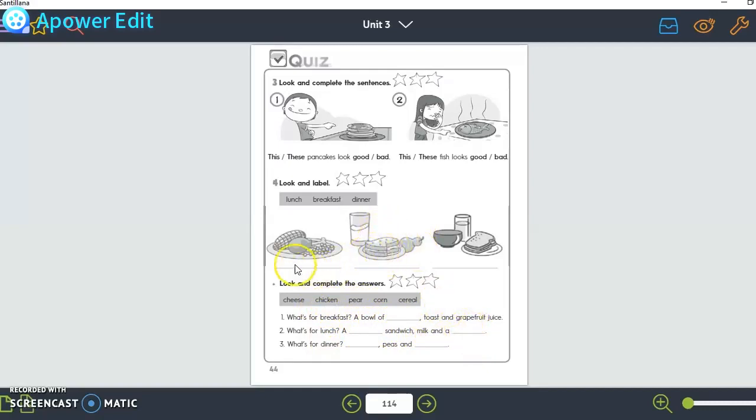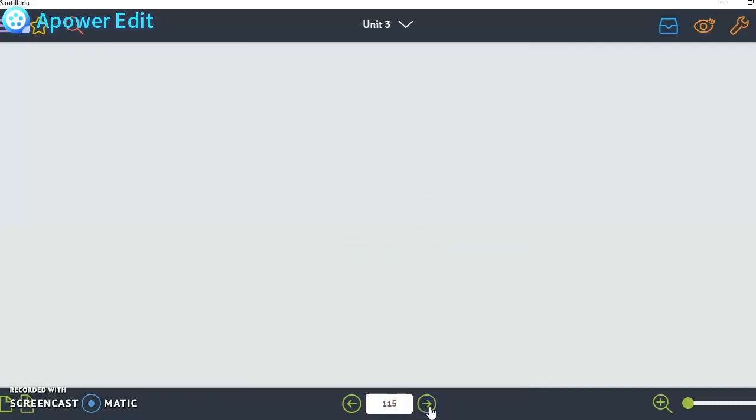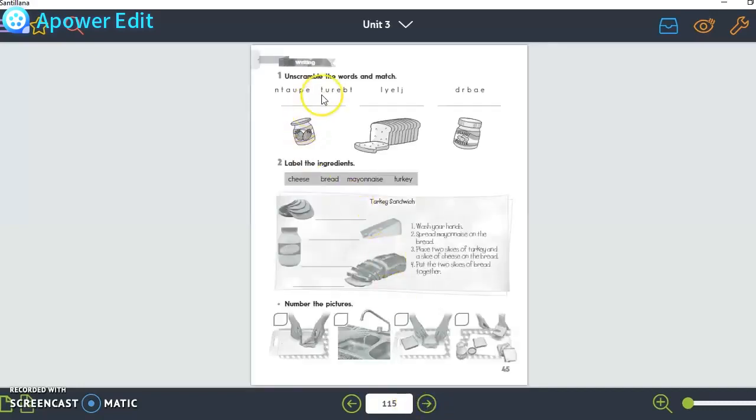Sorry, this is for lunch, and this is dinner, and this is breakfast. Dinner, lunch, breakfast. What's for dinner? Dinner is corn, peas, and chicken. Very good. And finally, the last page.